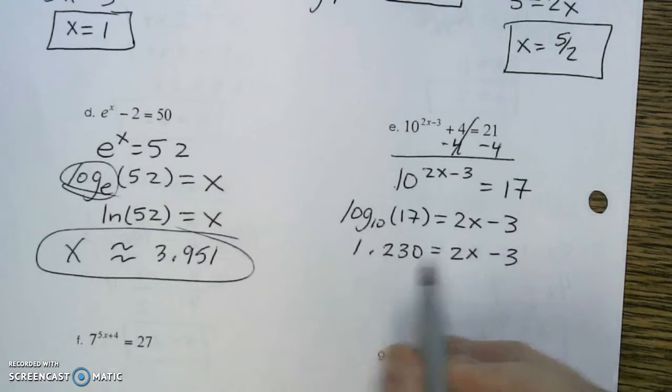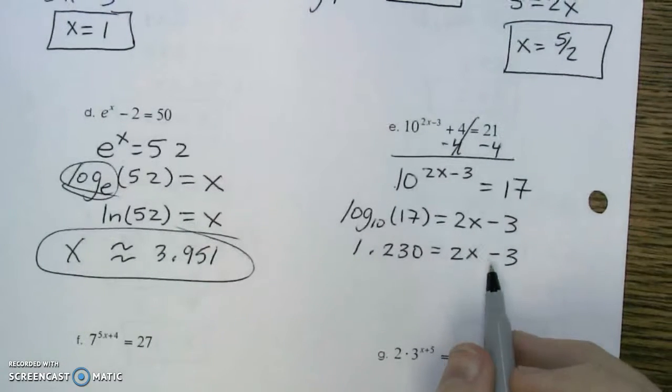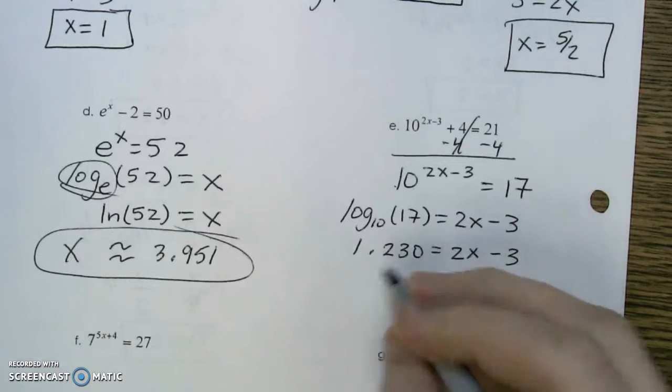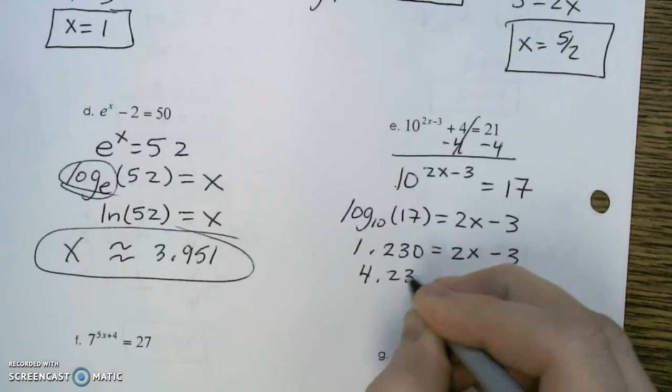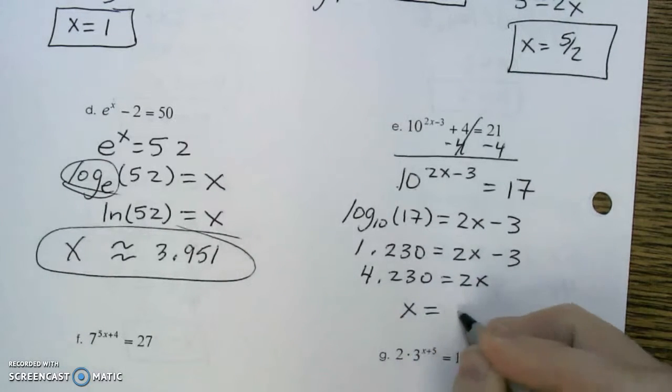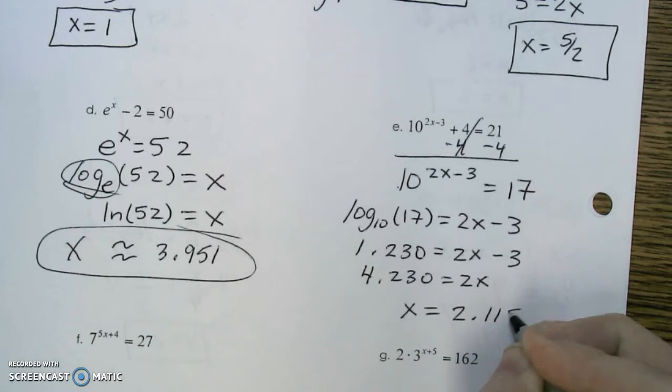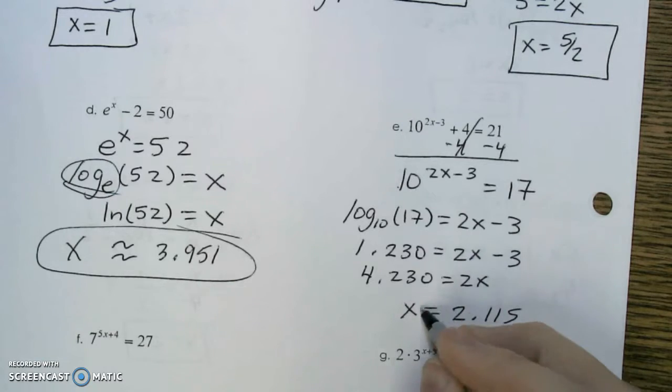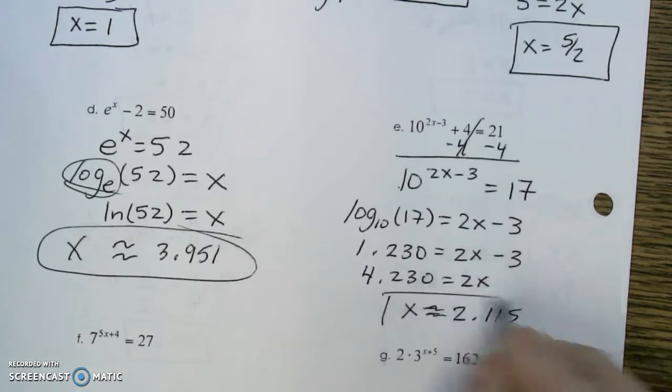And then from there, we just solve the equation. So we add 3 to the other side, and then we divide by 2. So we're getting approximately 2.115.